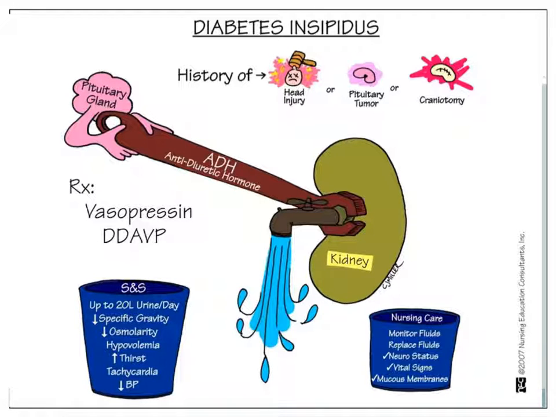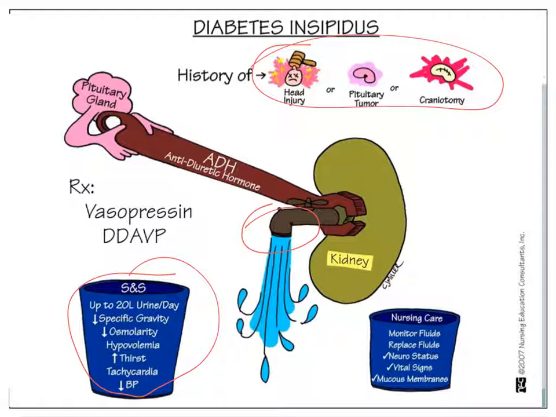This is just a good visual summary slide for a patient with diabetes insipidus. You have some of your reasons listed here on the top. So basically the pituitary gland turns off antidiuretic hormone, and basically what happens is that allows for water loss.